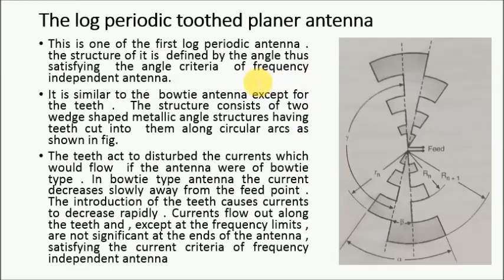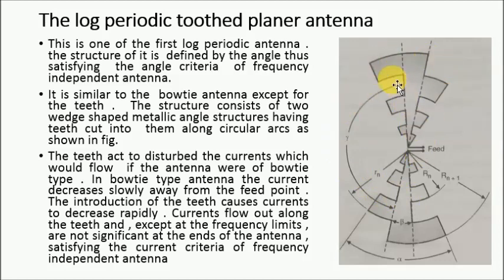Now if you observe here the log periodic toothed planar array, this is one of the first log periodic antennas. The structure of it is defined by the angle, thus satisfying the angle criteria of a frequency independent antenna. It is very much similar to the bow tie antenna, only it has some teeth. The structure consists of two wedge shaped metallic structures having teeth cut into them along circular arcs. So you can see the figure, the structure is self-illustrated.